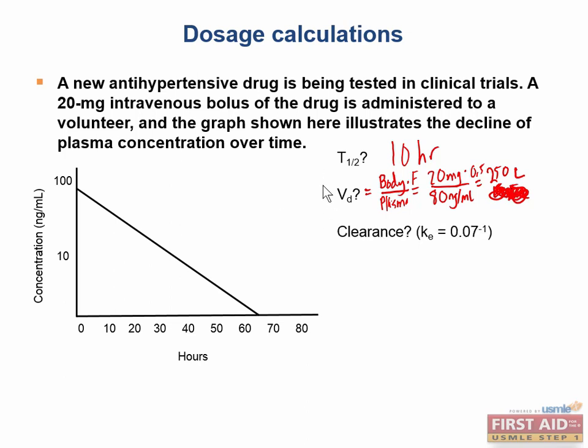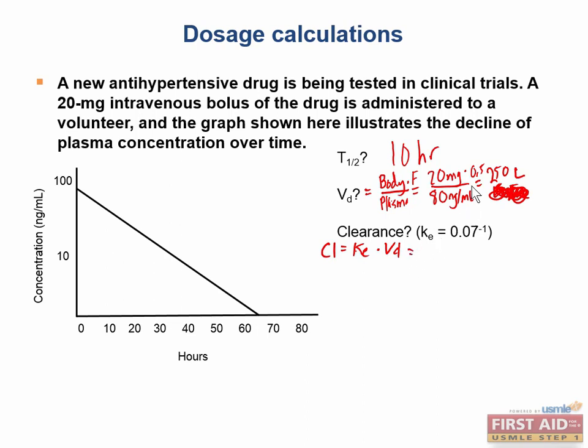So now we just figured out the volume of distribution. Let's figure out what the clearance of this drug is, given that the rate constant of elimination is 0.07 hours to the negative 1. What we'll need to do is figure out the clearance formula, so we'll have to manipulate it just a little bit. Clearance is equal to the rate constant of elimination times the volume of distribution.